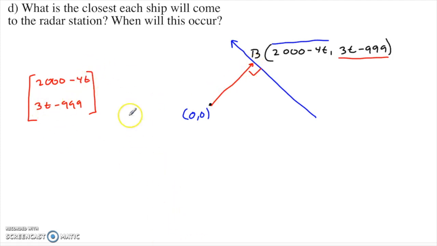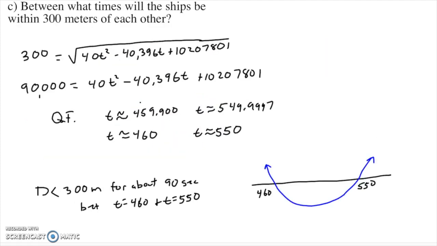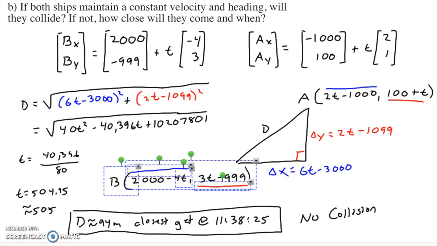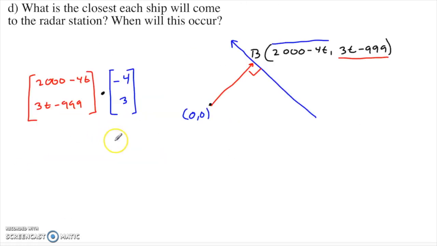And then I'm going to take that vector and dot it with the vector that tells me the direction this ship is going. So what's the direction of the bandit? Well, it's moving left 4 and up 3 each second that elapses. So this is the vector that tells me what direction the bandit is going: negative 4, 3. And notice again that if we flip back to the page with the equations, we can see that that is the velocity vector of the bandit ship. That's the vector that tells me the direction it's going. So now we're going to dot these, and as before, we set that dot product equal to 0.